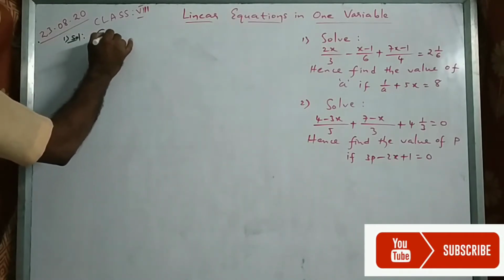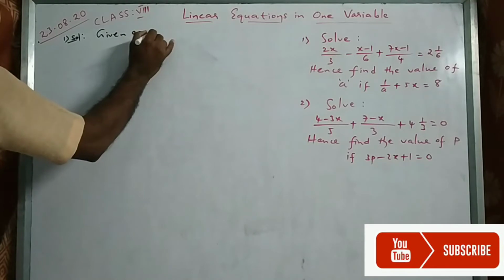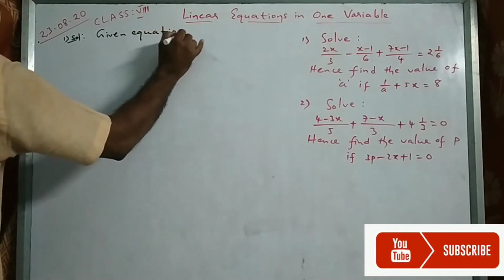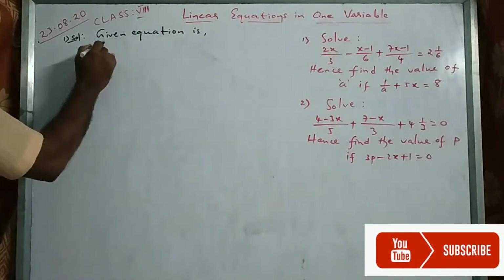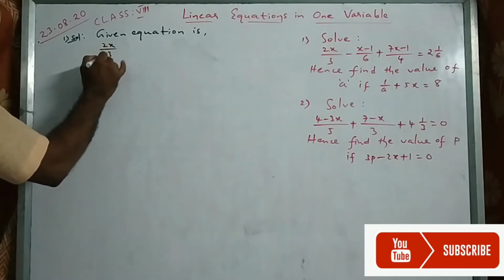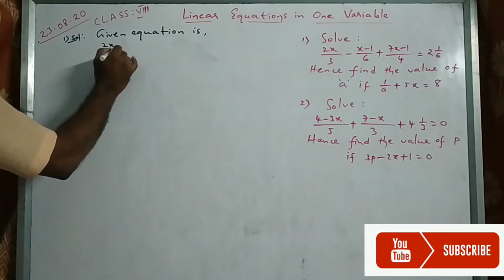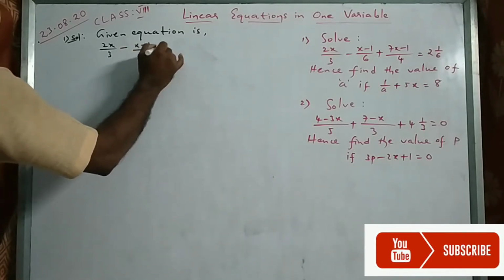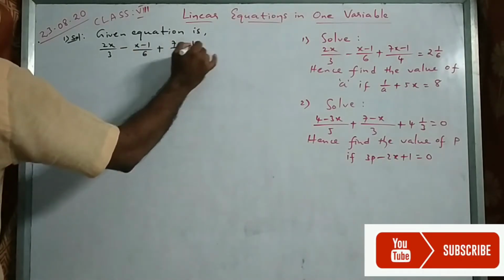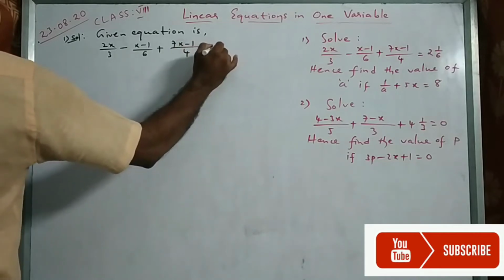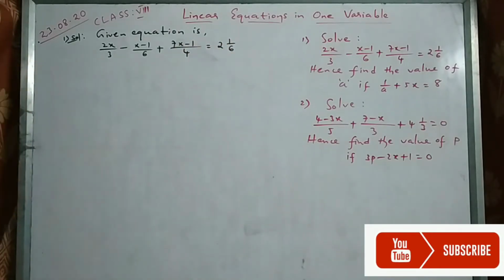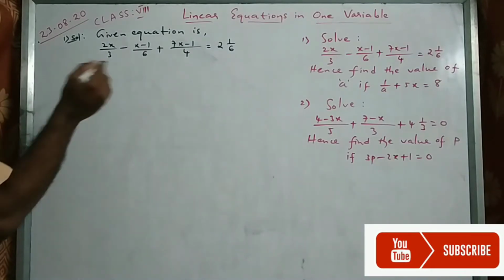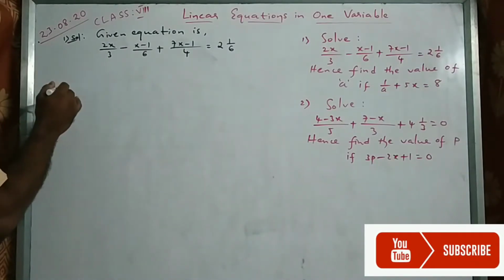Given equation is 2x by 3 minus (x minus 1) by 6 equals (7x minus 1) by 4 plus 1 by 6. First we will solve this, that means find the value of x from here first.